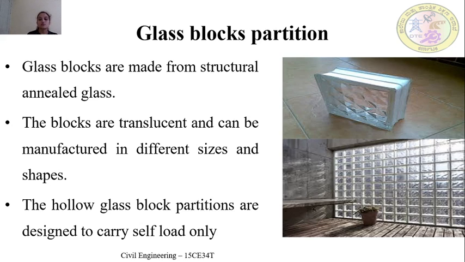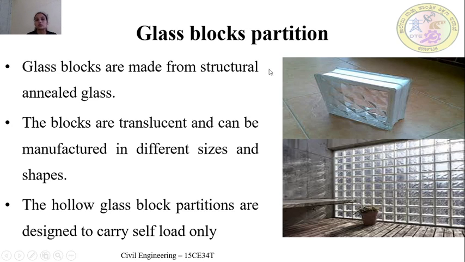So the next type of glass partition is the glass block partition. Glass blocks are made from structural annealed glass. The blocks are translucent and can be manufactured in different sizes and shapes. The hollow glass block partitions are designed to carry self-load only. The one which you are seeing here, the glass brick, is one form of a hollow glass block.